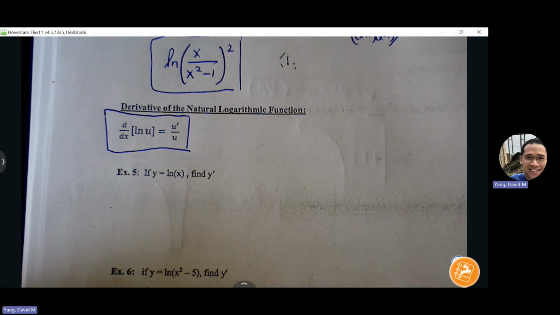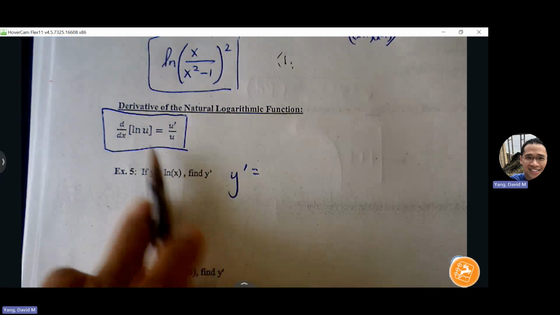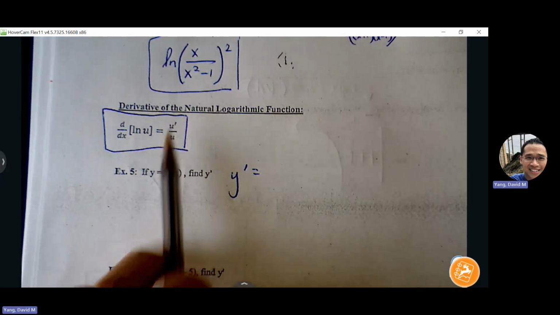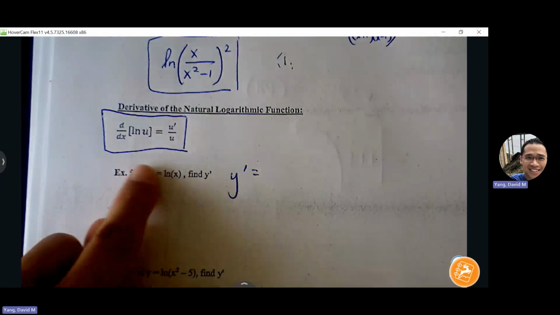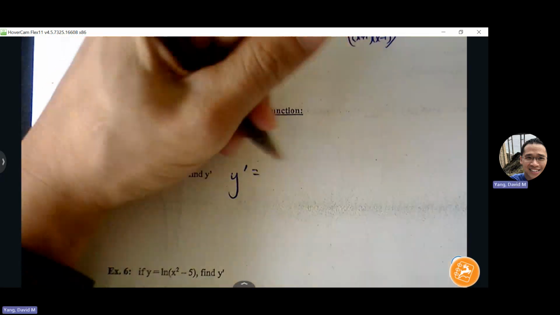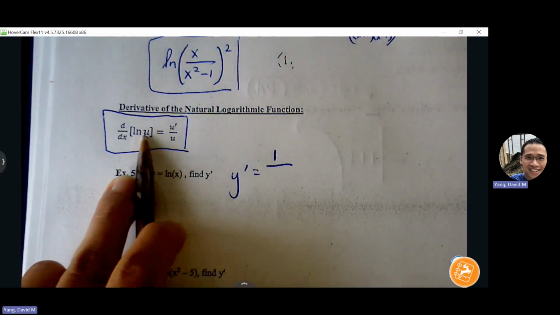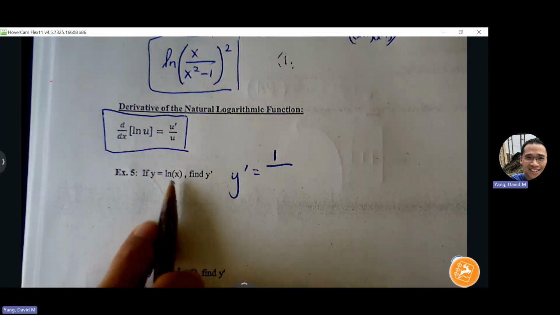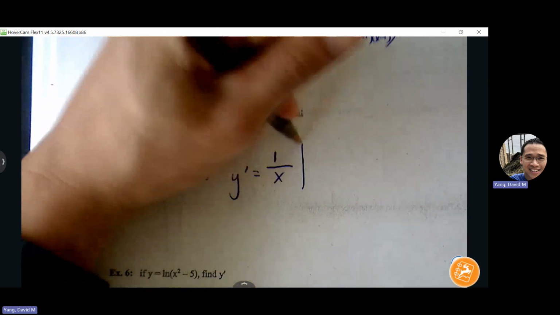So if I have y equals natural log of x, then y prime is simply equal to, this is my u value. So what's u prime for x? What's x's derivative? What's the derivative of x? 1. So that goes up here. So u prime says just take whatever my u value is, take its derivative and divide it by what? What's my u value? X. So it's 1 over x. That's my derivative.